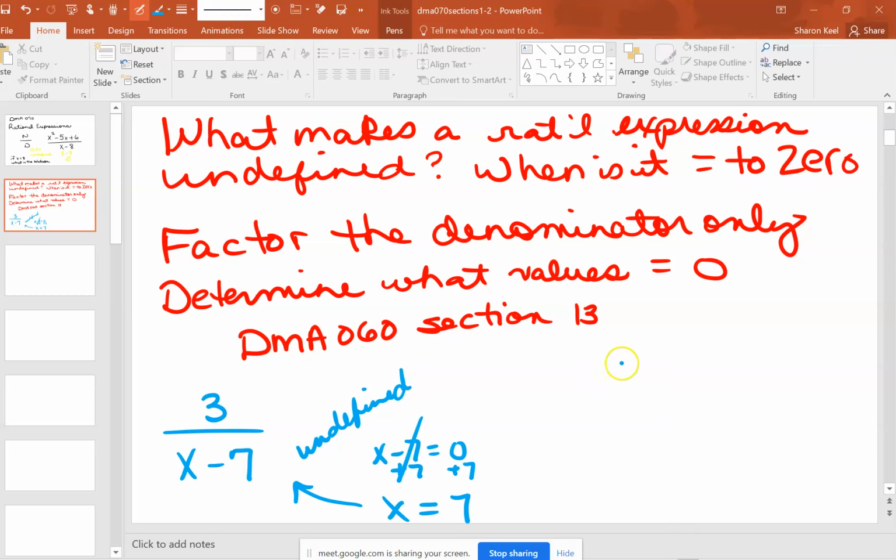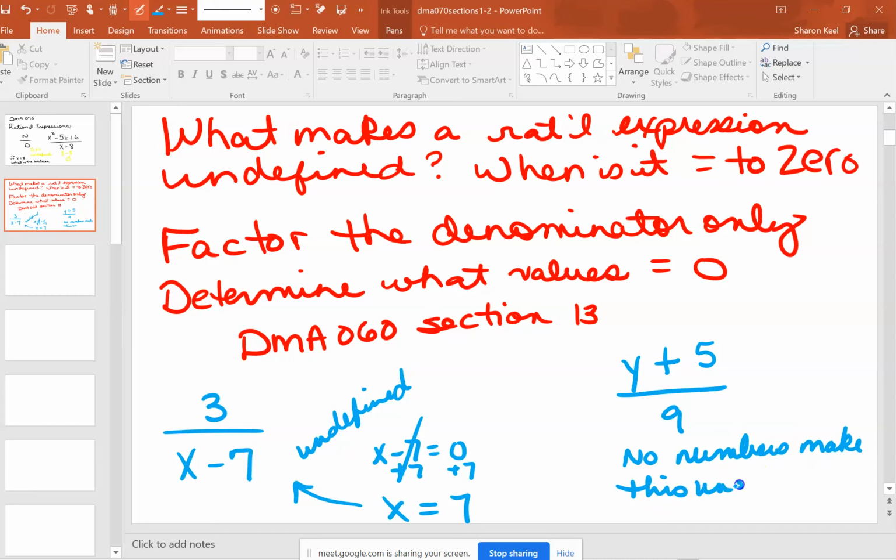If you had something such as y plus 5 over 9, what would make this undefined? Well, the denominator does not have a variable, so no numbers make this undefined. Any answer is acceptable for this. There is nothing to make it undefined.